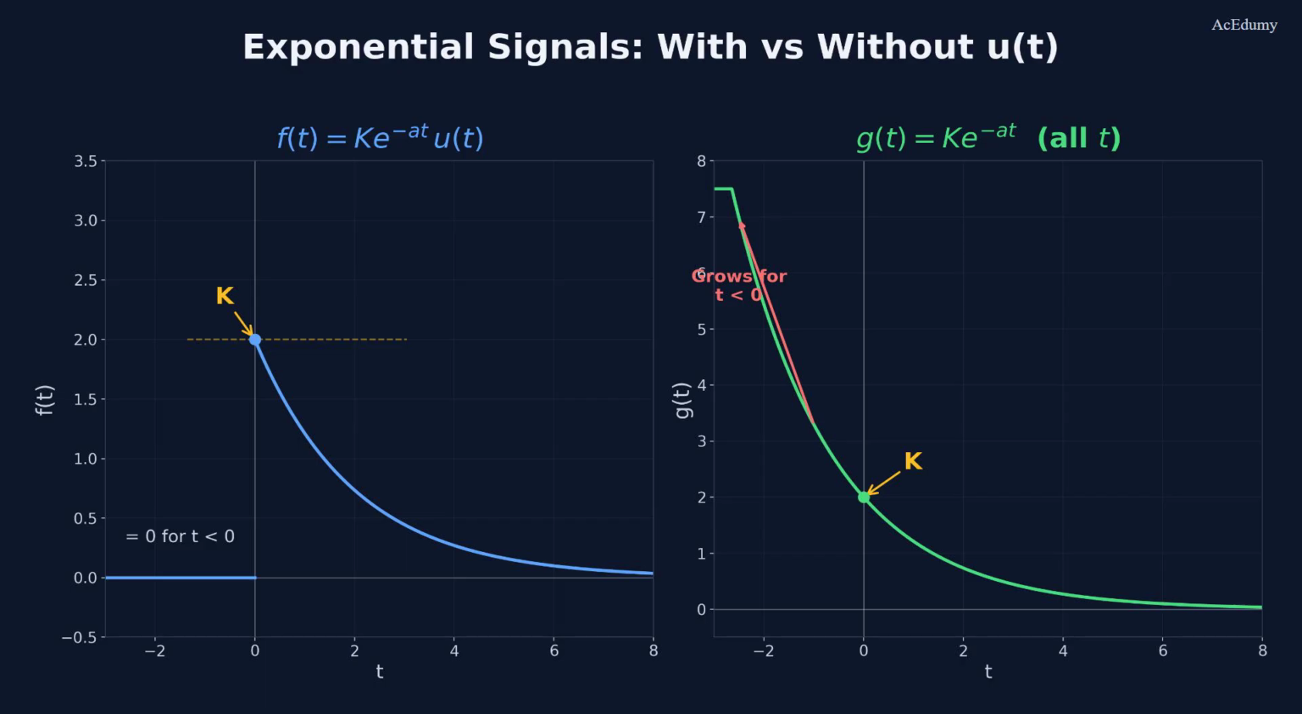Let's compare these two exponential forms side by side. On the left, f of t equals k e to the negative a t times u of t. The signal starts at k when t equals 0 and decays smoothly towards 0. For negative time, the signal is exactly 0 thanks to the unit step. On the right, g of t equals k e to the negative a t without the unit step. For positive t, it looks identical, but for negative t, it grows without bound. In practice, the one-sided exponential with u of t is far more common in physical systems.